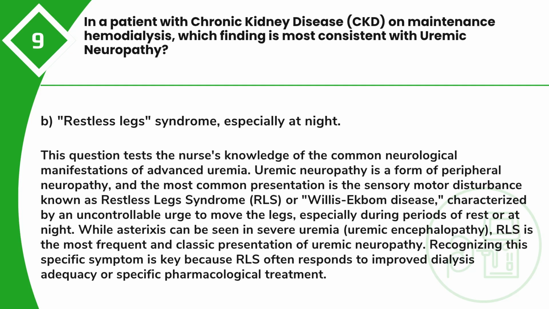Answer: B. Restless legs syndrome, especially at night. This question tests the nurse's knowledge of the common neurological manifestations of advanced uremia. Uremic neuropathy is a form of peripheral neuropathy, and the most common presentation is the sensory motor disturbance known as restless leg syndrome, RLS, or Willis-Ekbom disease, characterized by an uncontrollable urge to move the legs, especially during periods of rest or at night. While asterixis can be seen in severe uremia, uremic encephalopathy, RLS is the most frequent and classic presentation of uremic neuropathy.